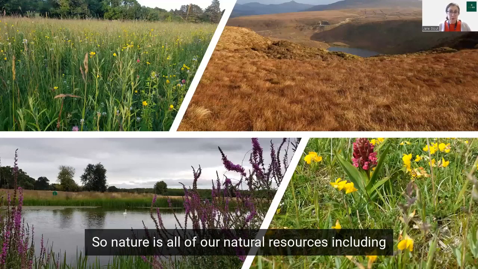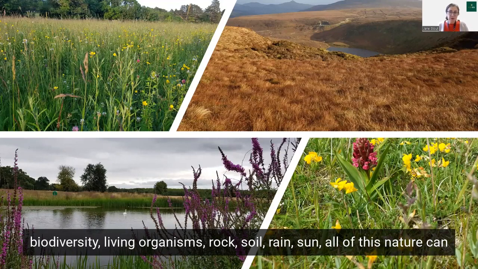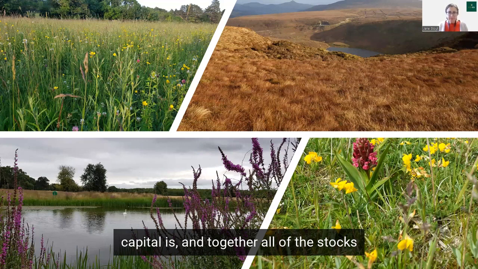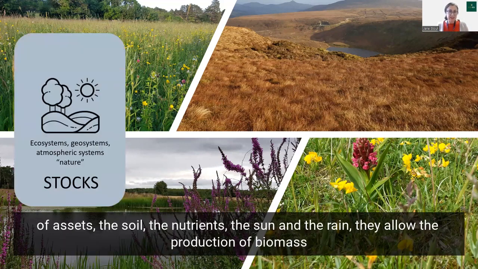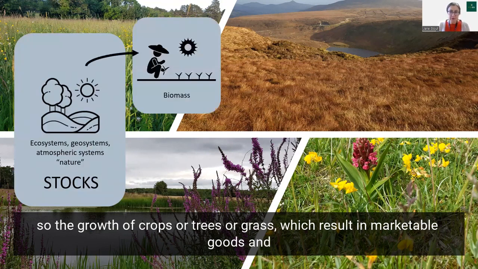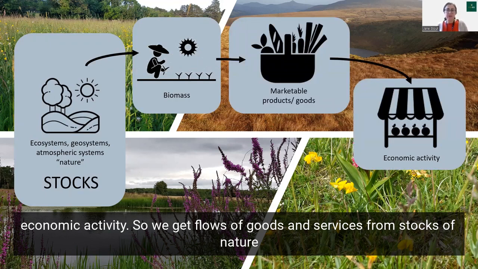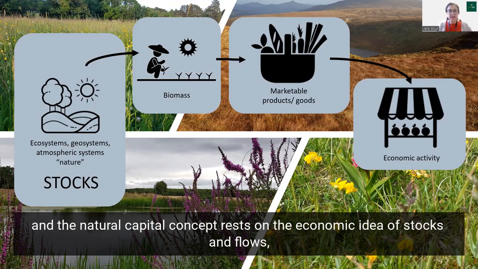So nature is all of our natural resources, including biodiversity, living organisms, rocks, soil, rain, sun. All of this nature can be considered an asset or a stock, and this is what our natural capital is. And together, all of these stocks of assets, the soil, the nutrients, the sun and the rain, they allow the production of biomass, so the growth of crops or trees or grass, which result in marketable goods and economic activity. So we get flows of goods and services from stocks of nature. And the natural capital concept rests on this economic idea of stocks and flows.